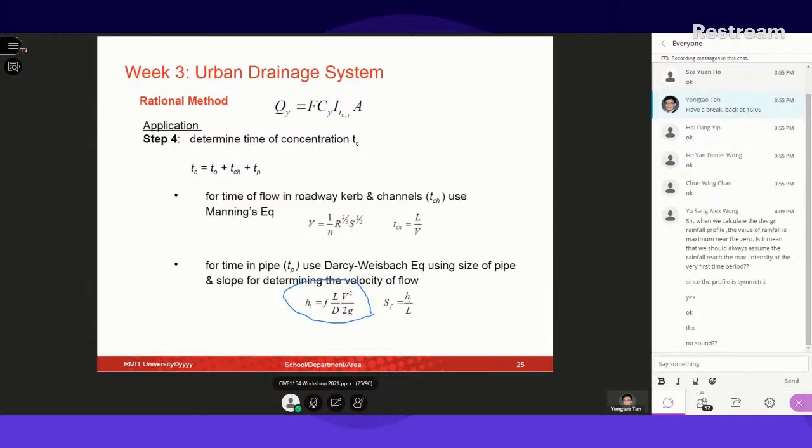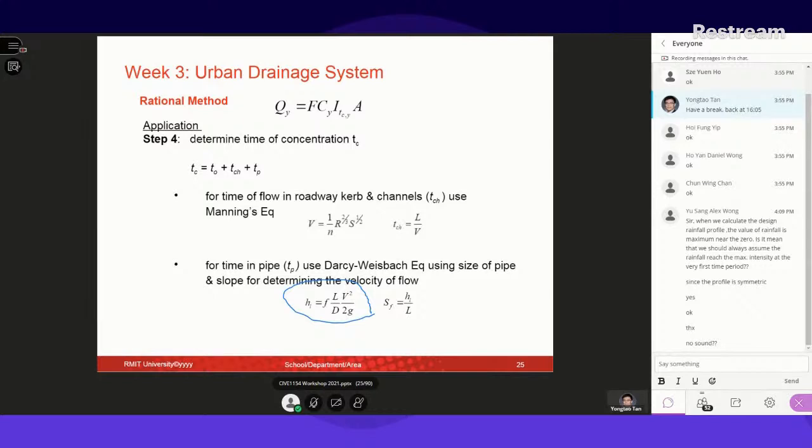Here f is the friction factor, which comes from the Moody diagram. HL is the head loss along the pipe. L is the pipe length, D is the diameter of the pipe, and g is the gravity acceleration, 9.81 meters per square second.